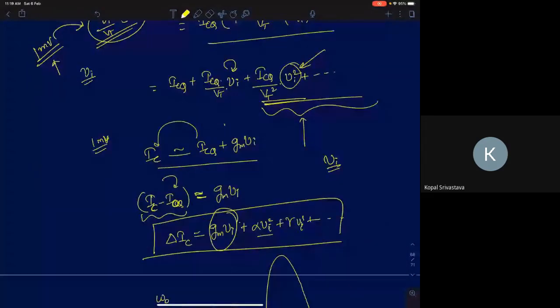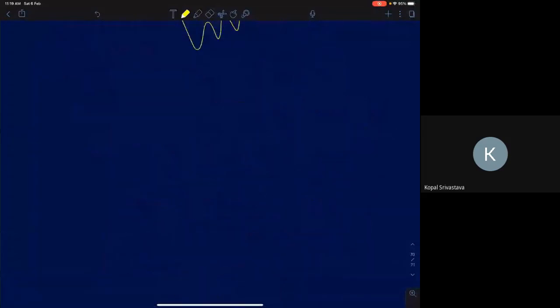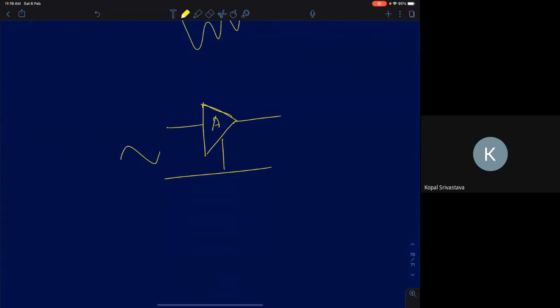Okay, so that's called nonlinear distortion. Now, as an engineer, your task is to design an amplifier. But the question you should ask yourself is, will it amplify any signal that I apply? Let's assume I'm just going to apply a sinusoid and then look at the output. I'm expecting an amplified version of the sine wave at the output. This is what I'm ideally expecting.